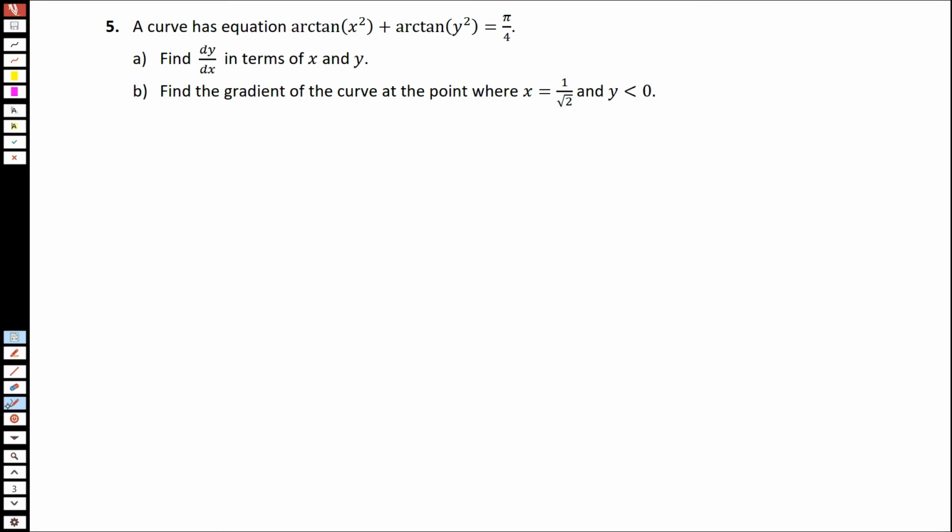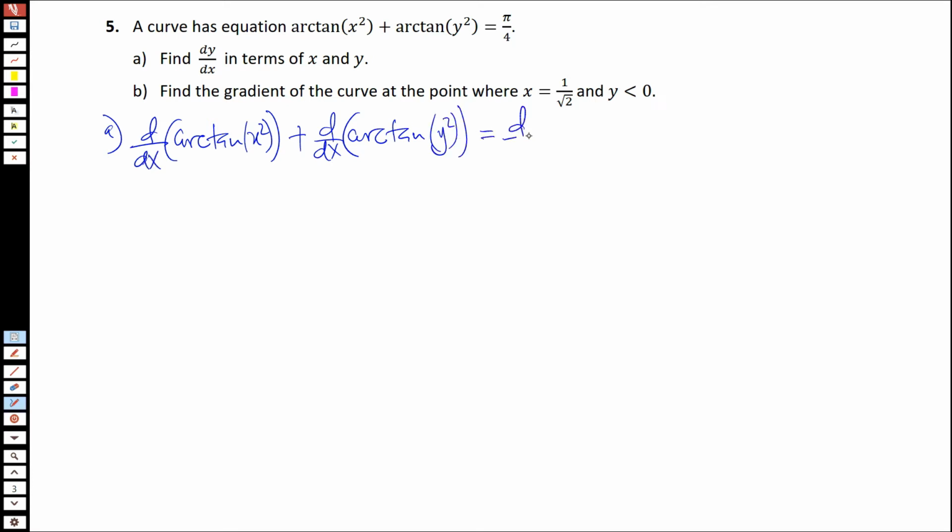So for part A, what we shall do is to differentiate this equation implicitly. So d over dx of arctan x squared plus the derivative of arctan y squared will be equal to the derivative of pi over 4.